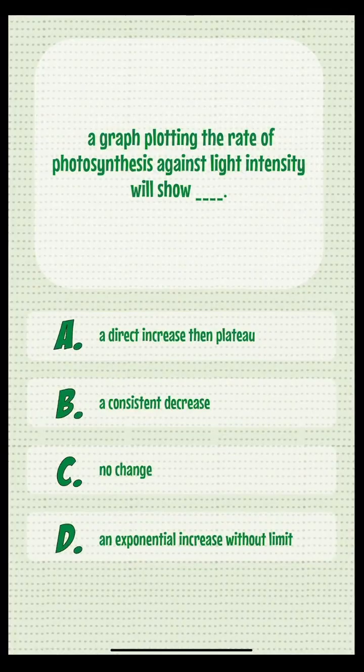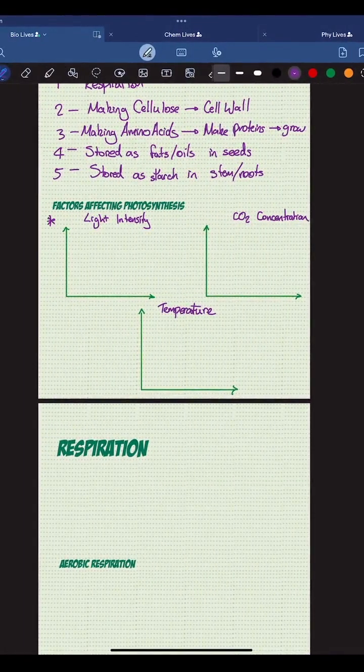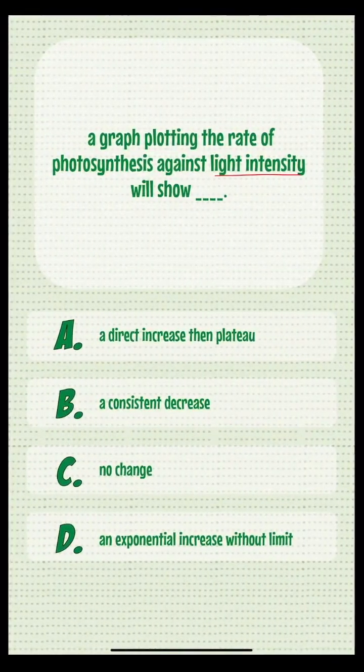A graph plotting, here we go. This is asking about the graph. What do you guys think the graph looks like? Plotting light intensity. So that's our first graph there in our notes, this one. How would that look? That's what the question's asking. Is it going to be a decrease? Is it going to be no change? Is it going to be increase without limit or direct increase then plateau? A, B, C, or D? Let me know.